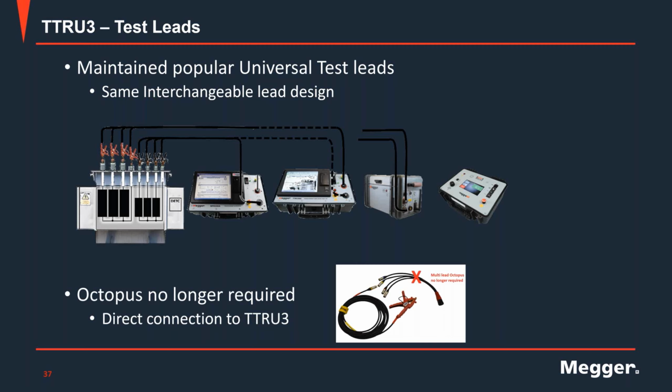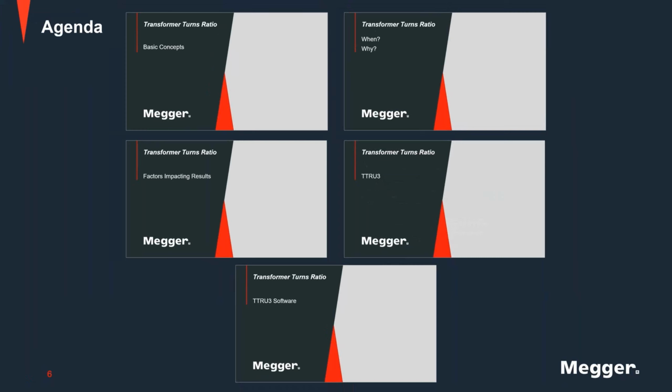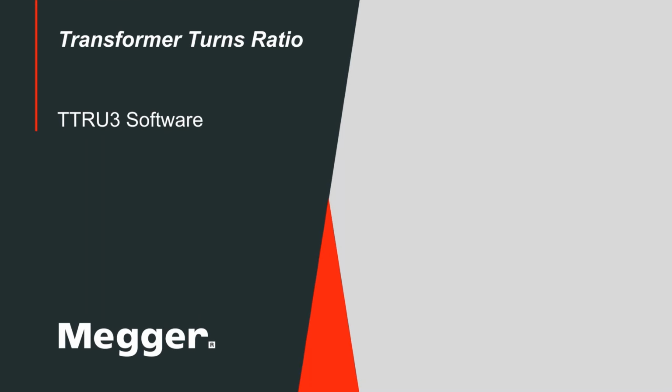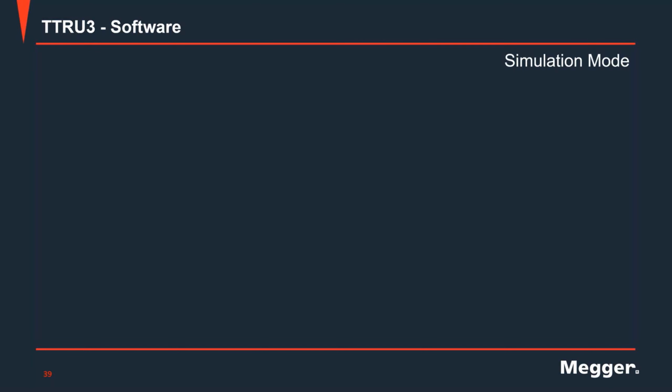For those older generation units, you need what we call the Megger octopus, right, to make these units have a single connector. So backwards compatible with older generation units. So that's on the hardware side. Now the software was another part that we at Megger put a lot of thought into, to make TTR easier, more accurate, and give you more useful features to help you perform the test in the field.